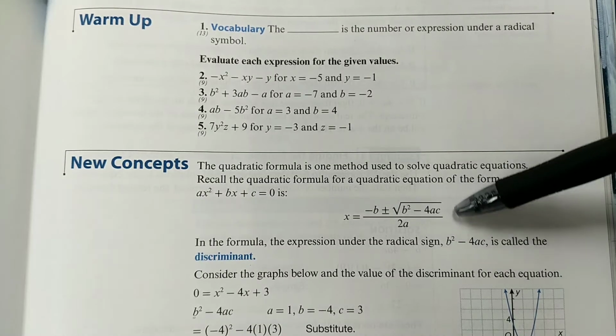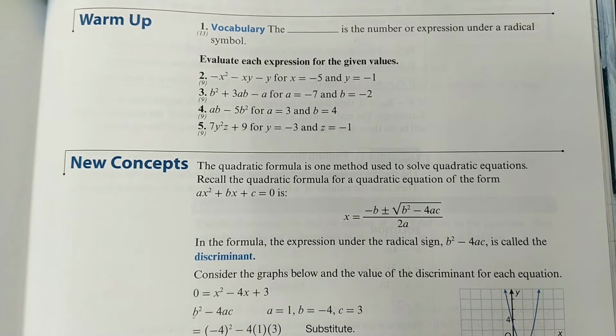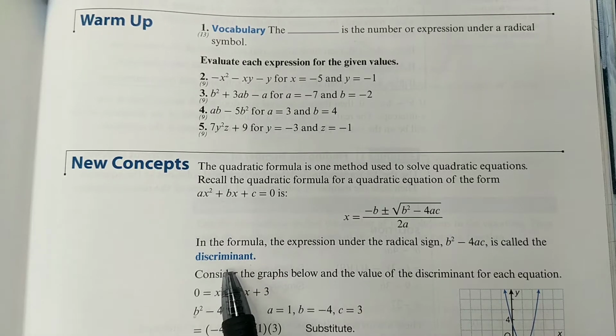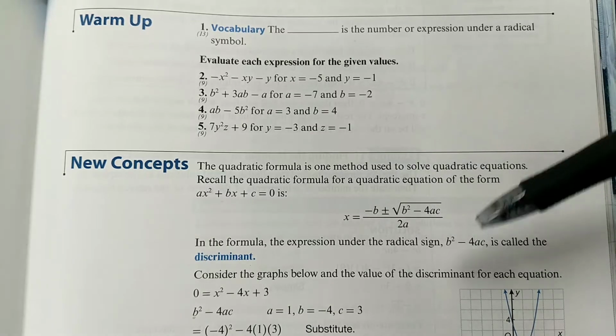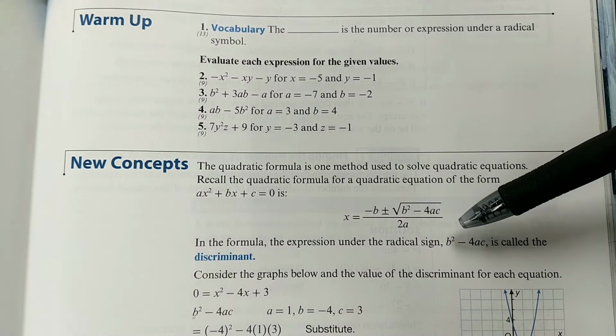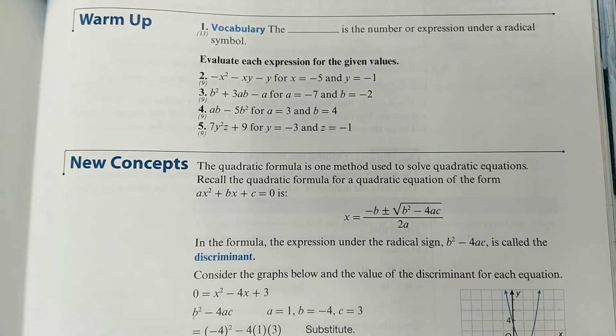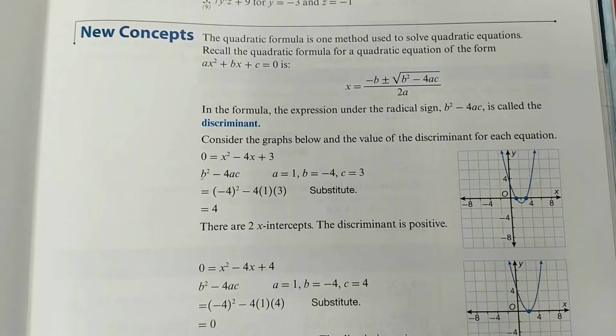This part underneath the radical is called our discriminant. The word discriminant has a negative connotation, but it means to be able to determine or decide something based on given criteria. So the discriminant is going to determine what our quadratic equation is actually going to do. Let's look at three different versions of this.